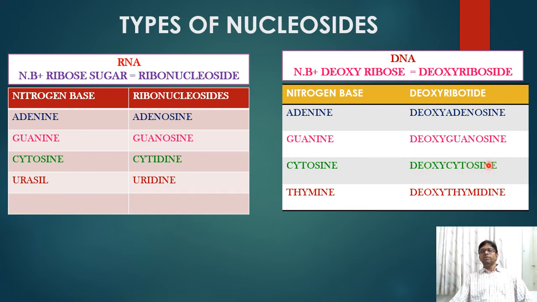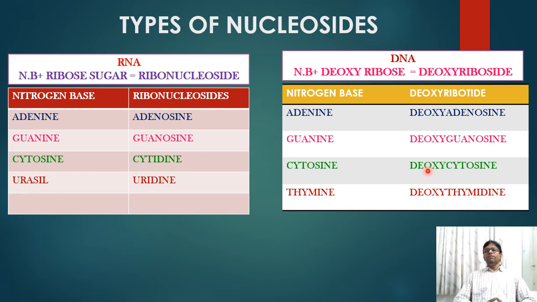Here, sorry for the printing mistake. Deoxycytidine. When thymine binds with the deoxyribose sugar, it forms a nucleoside, deoxyriboside, that is deoxythymidine. In this way, four different nucleosides are present in DNA. Four different types of nucleosides are found in both RNA and DNA. In RNA, the ribonucleosides are adenosine, guanosine, cytidine, uridine.